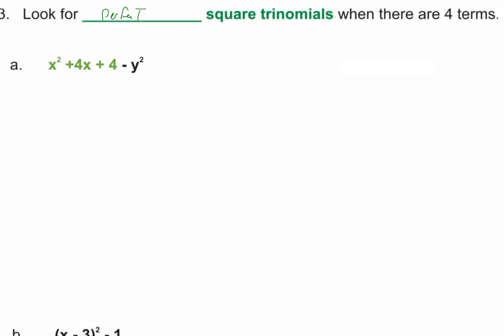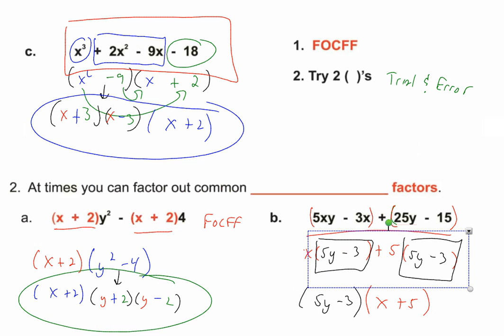All right, this one is really abstract. Yes, ma'am. What did I not fill out? Binomial factors. Binomial factors. That would be red if I wasn't going fast. At times you can factor out common binomial factors.